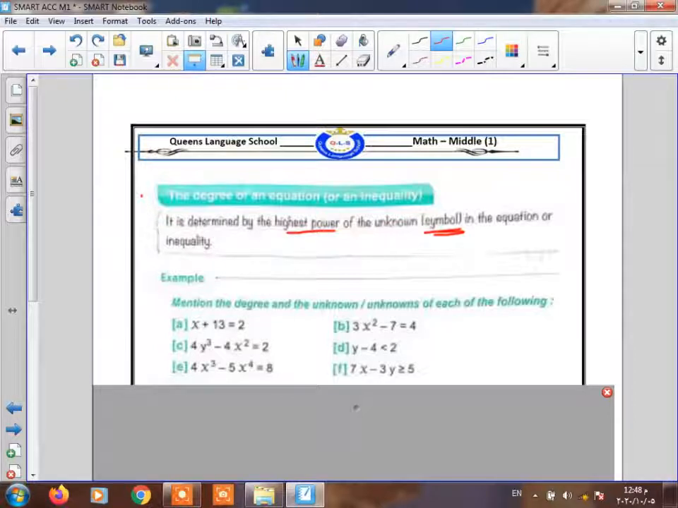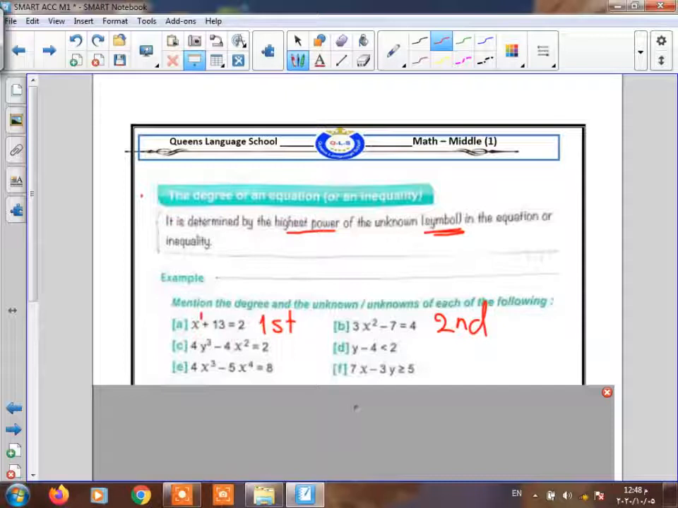Here, what is the power of x in the first example? Here we have x plus 13 equal 2. We said before, any number without power, we can put power 1. So here it's from the first degree, because here it had power 1. So x power 1 means from the first degree. Number B, 3x power 2 minus 7 equal 4. Here the power of x is 2. So it's from the second degree.